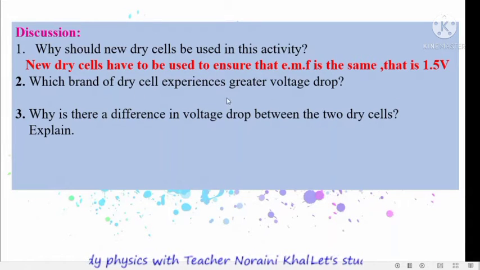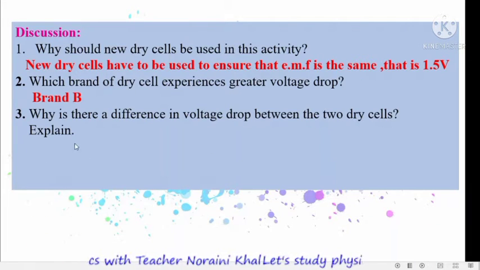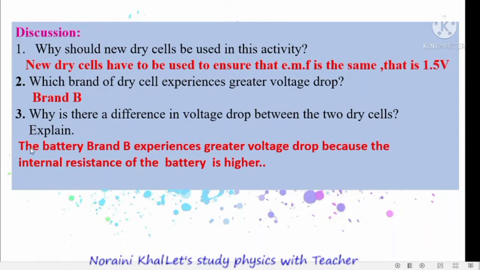Which brand of dry cell experiences greater voltage drop? Brand B just now, 0.2 volt compared to 0.1 for brand A. Why is there a difference in voltage drop between the two dry cells? Explain. The battery brand B experiences greater voltage drop because the internal resistance of the battery is higher, meaning it requires more electrical energy to convert to heat energy whenever current flows to overcome the internal resistance, which is higher.